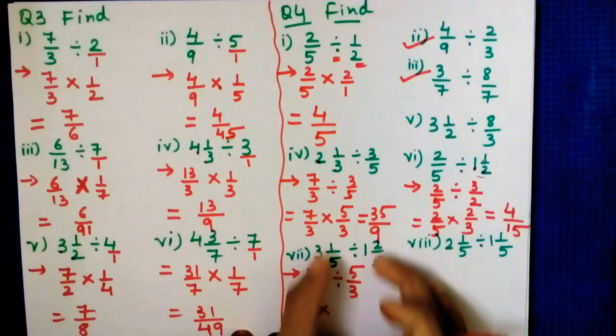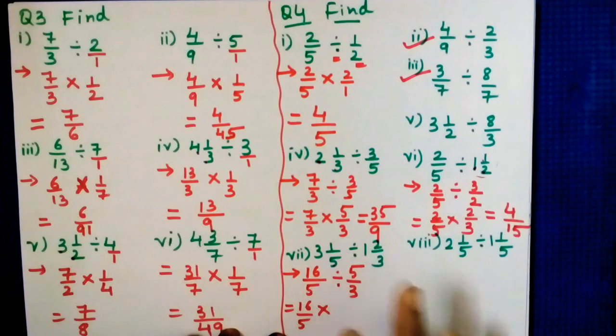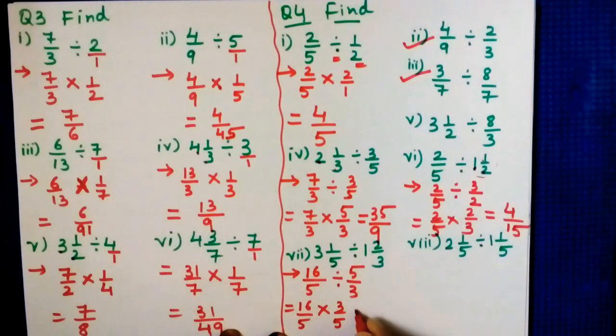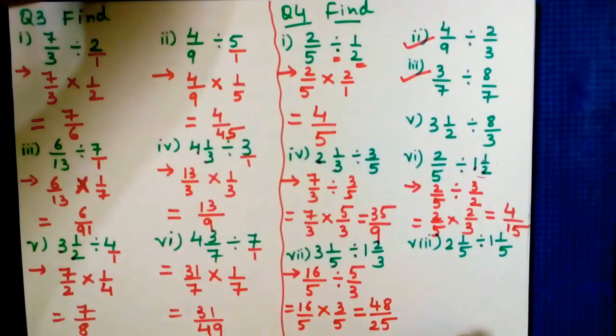First step we have just converted, both were mixed fraction, so only convert both, keep the rest same, division sign same. In the next step, division sign will change into multiplication and 5/3 reciprocal will be 3/5. Now again cancellation is not possible, so we will multiply. 16 3s are 48, and here 5 5s will give you 25. So 48/25 is your answer of 7th sum.